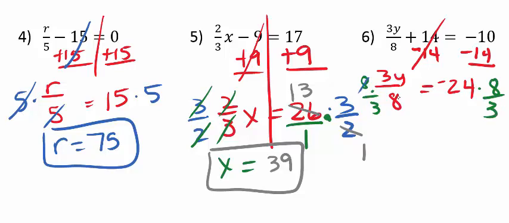The 8 and 8, and then the 3 and the 3 divide out, so we get y alone on the left. We can put negative 24 over 1. Here we can reduce diagonally. 3 goes into itself once, and into 24 8 times. We still have that negative there, so negative 8 times 8 is negative 64.